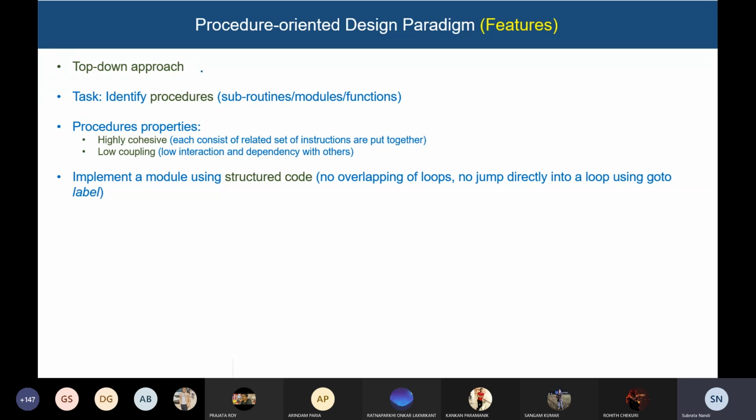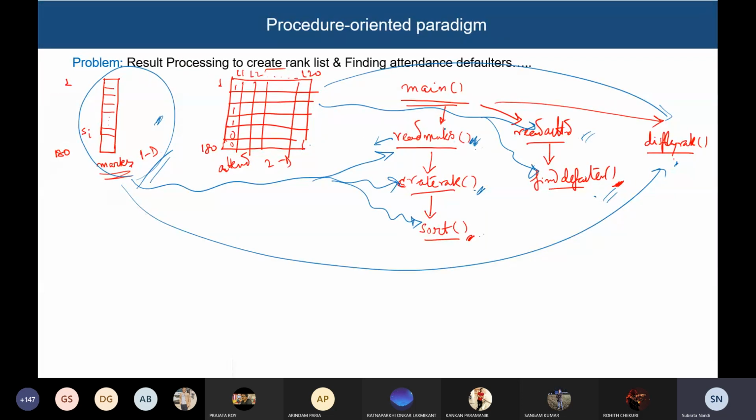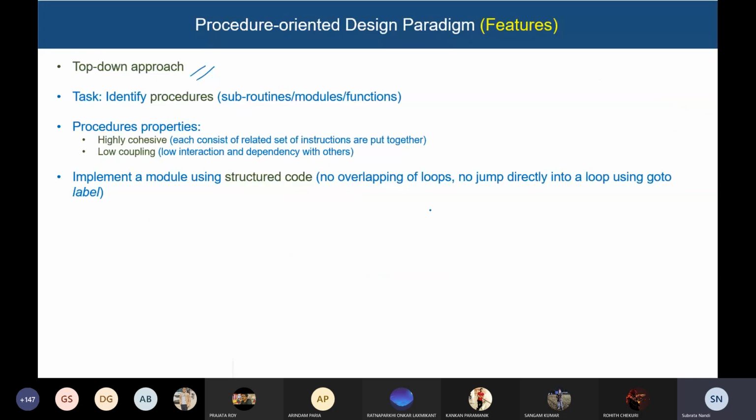So the features are, first of all, it is a top down approach. You start with main, and then you decide that okay, I'll do everything in, say, a rank processing function. And if rank processing is too big and too difficult to write, you split it into read marks and create rank, and you find that create rank also does some algorithm. So gradually you design, starting from the top, you keep on splitting the methods or procedures into sub procedures, and you end up with a collection of procedures which you need to encode, right?